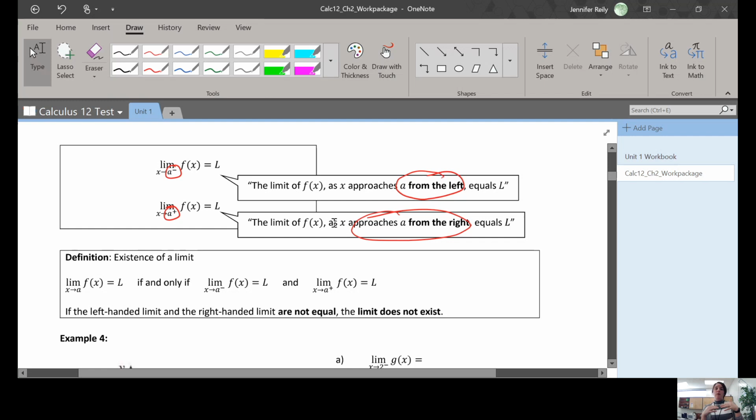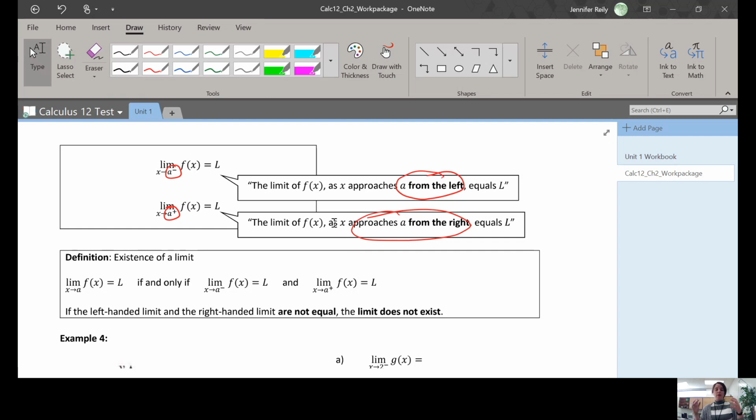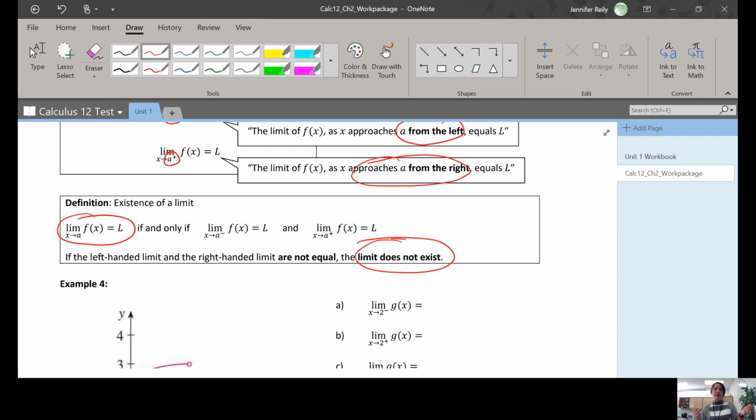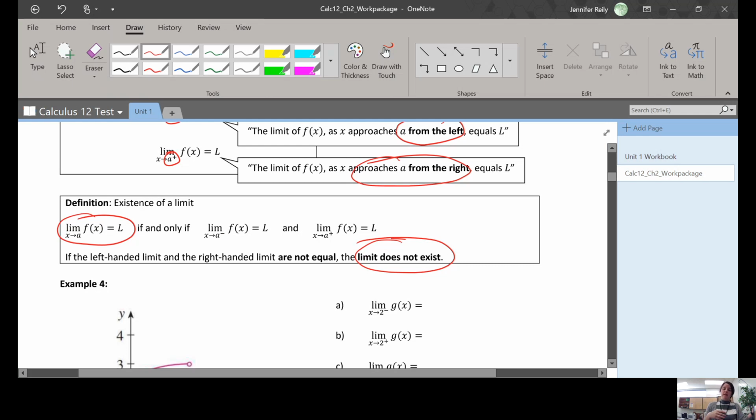When those numbers don't equal each other, and so far in the examples we've seen they have been the same in our tables, but sometimes they're not going to be equal, in that case we can specify what they are. But the actual limit itself, if you don't have any specification from left or right, we say the limit does not exist, because it's different on the left-hand and the right-hand side. You can't give one value, since one is not more important than the other. So the limit itself does not exist. However, you can say the left-hand limit equals this and the right-hand limit equals this.